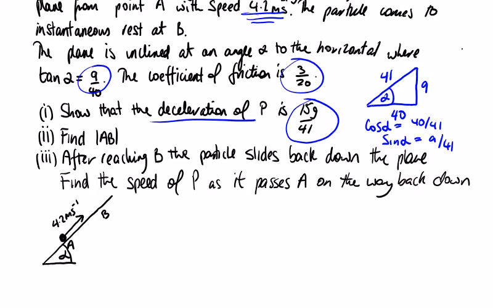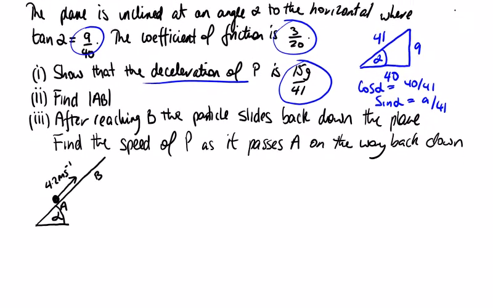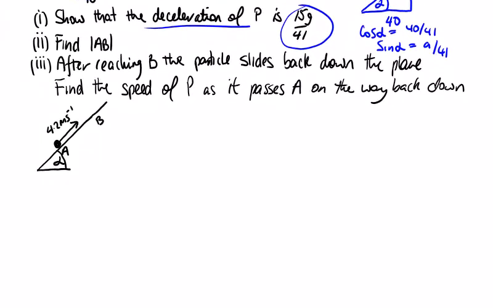Coefficient of friction is 3/20. Deceleration is 15g/41. Okay, so let's do a little diagram for this. We have a particle. Let's make it big so we can see it. It's this little ball here. So it's 3 kilos. We have our alpha in here. We have our 3g coming down. We're going to have my resistance, my R. We're going to have alpha inside this triangle.